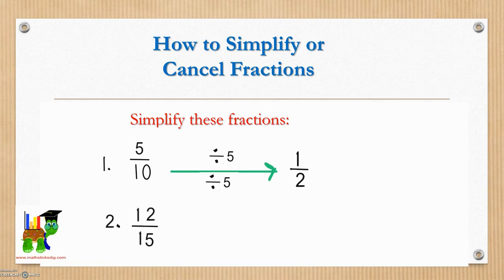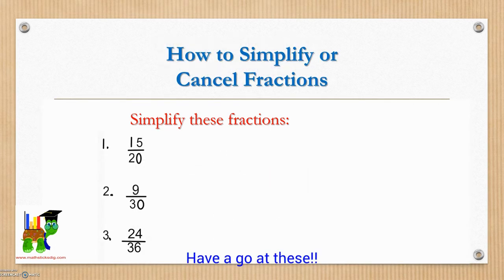So the second example is 12/15. What goes into both? Well, you can't do it with 2 because it doesn't go into 15, but you can use 3. 3 is a common factor which goes into both. So 12 divided by 3 gives you 4, and 15 divided by 3 gives you 5. So you have 4/5.